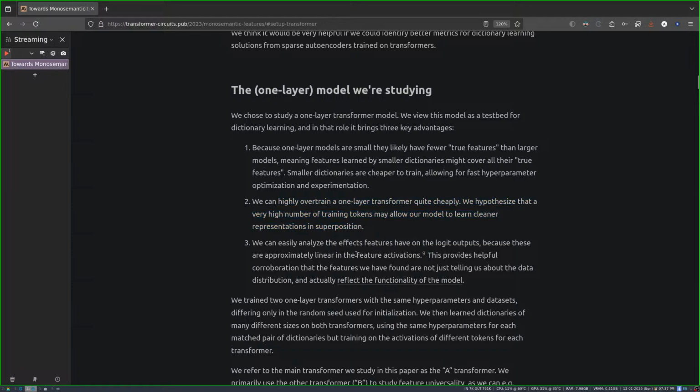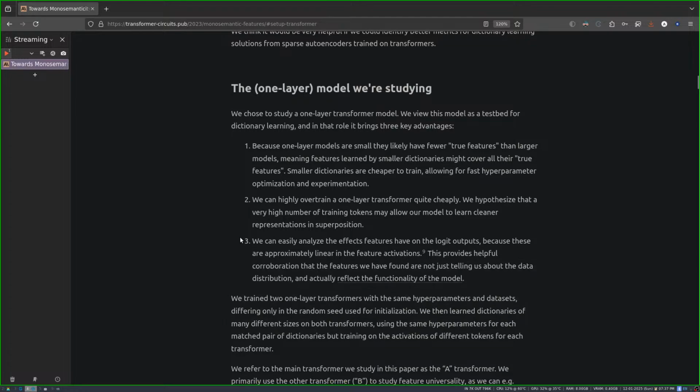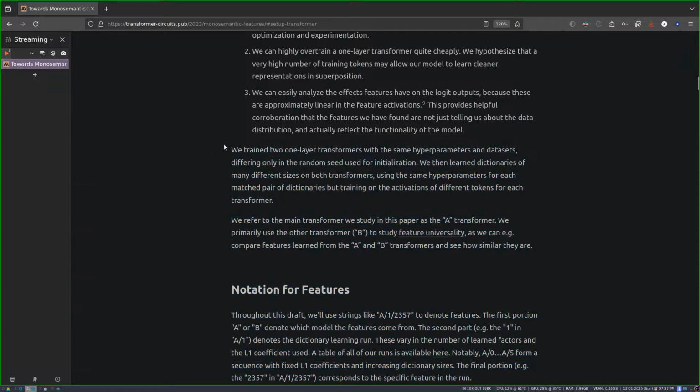We can easily analyze the effect features have on logit outputs because these are approximately linear. This provides helpful collaboration. We trained two one-layer transformers.